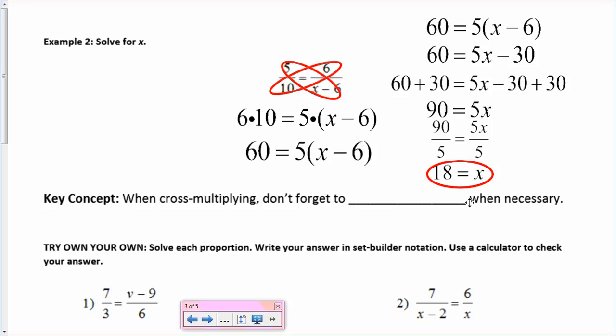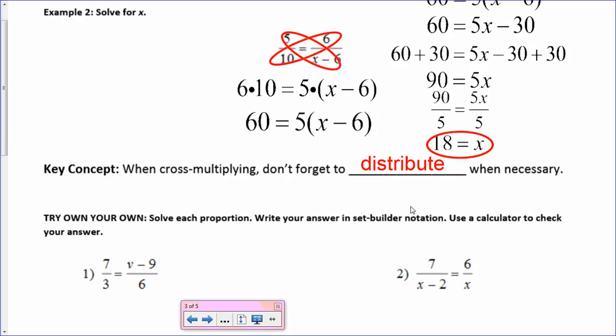There you go. Okay? So it's just a matter of if there's more than one number anywhere in the fraction, when you cross multiply, you need to make sure that those multiple numbers are in parentheses. So you're multiplying by that entire group. When cross multiplying, don't forget to distribute when necessary. That's the big thing.